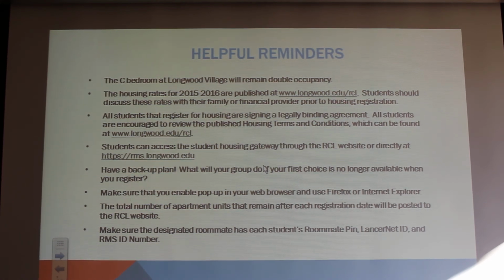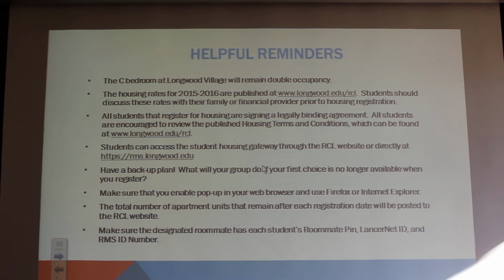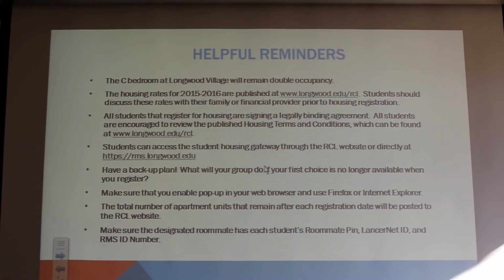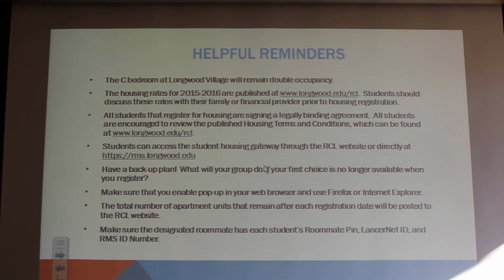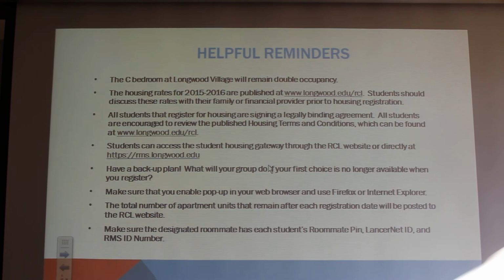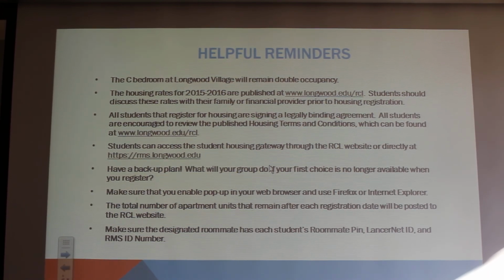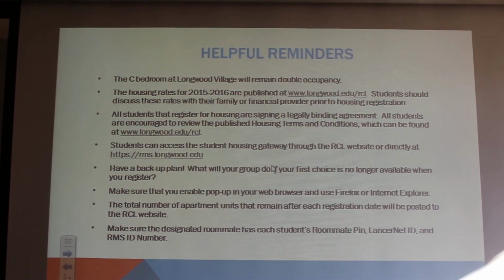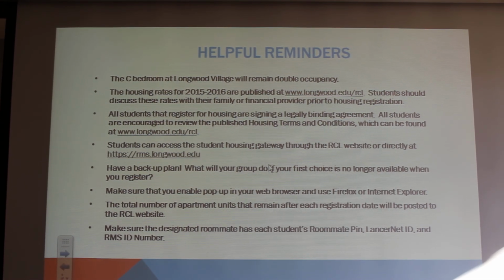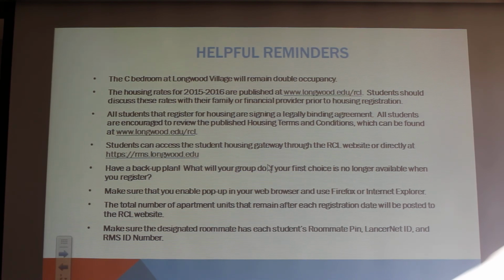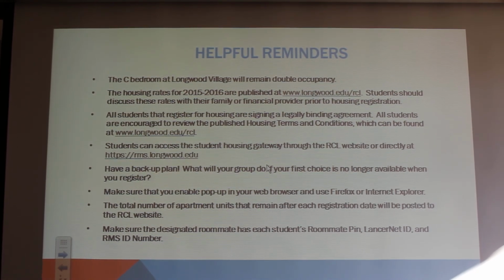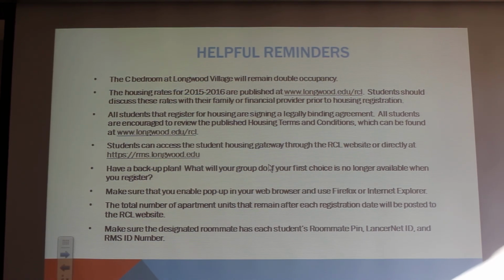It's important that students have a backup plan. What will your group do if your first choice is no longer available when you register? That is important to discuss with your group so you know what the next community would be that you would register for. Make sure that you enable pop-ups in your web browser and use Firefox or Internet Explorer. The total number of apartment units that remain after each registration date will be posted on the RCO website. This will get posted after 5 p.m. the evening before the next registration process.